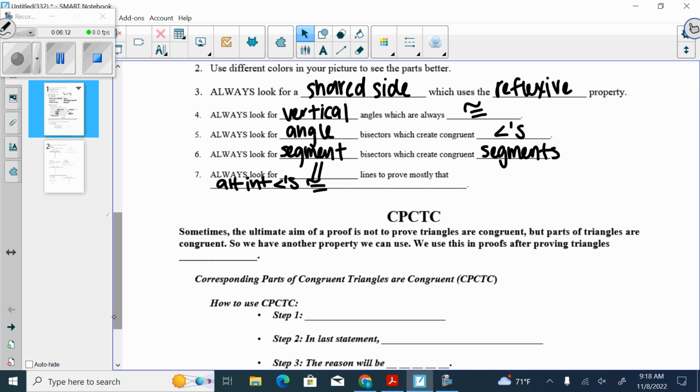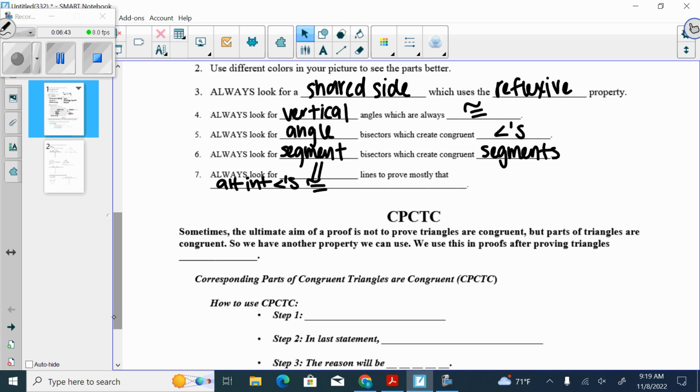Okay, so CPCTC. This is the reason that we did that proof up there at the top, to remind us, once you know that your triangles are congruent, even the pieces that you weren't able to mark while doing your proof are going to be congruent now, right? All corresponding pieces are congruent. And that's basically what this property says. It says sometimes the ultimate aim of a proof is not just to prove that your two triangles are congruent, but that parts of the triangle are congruent.